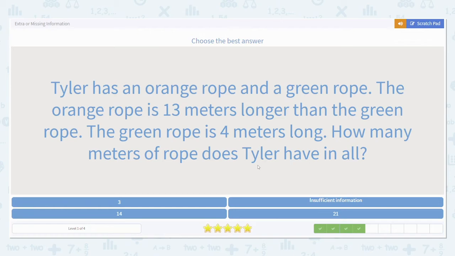Here's another problem. Tyler has an orange rope and a green rope. The orange rope is 13 meters longer than the green rope. The green rope is 4 meters long. How many meters of rope does Tyler have in all?